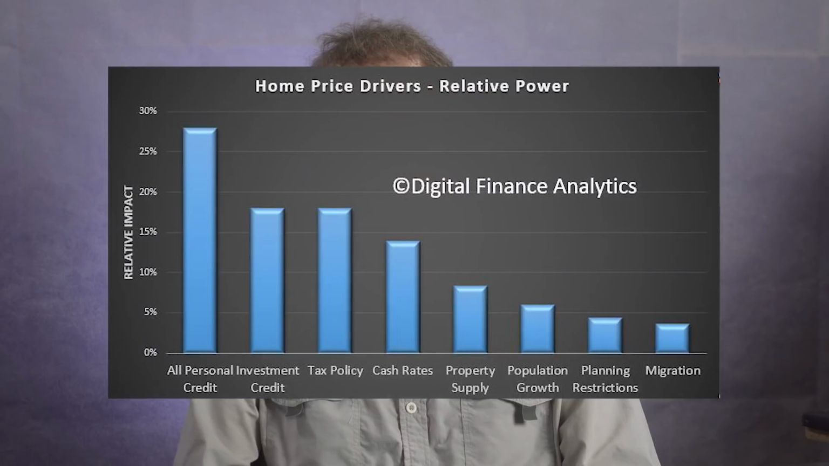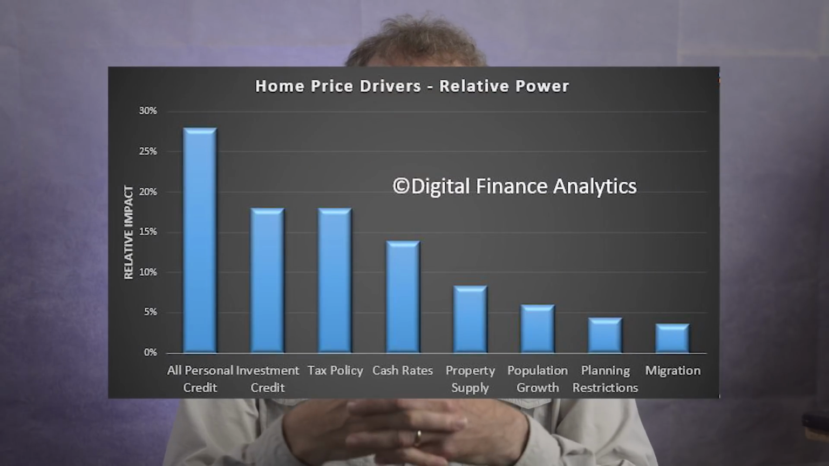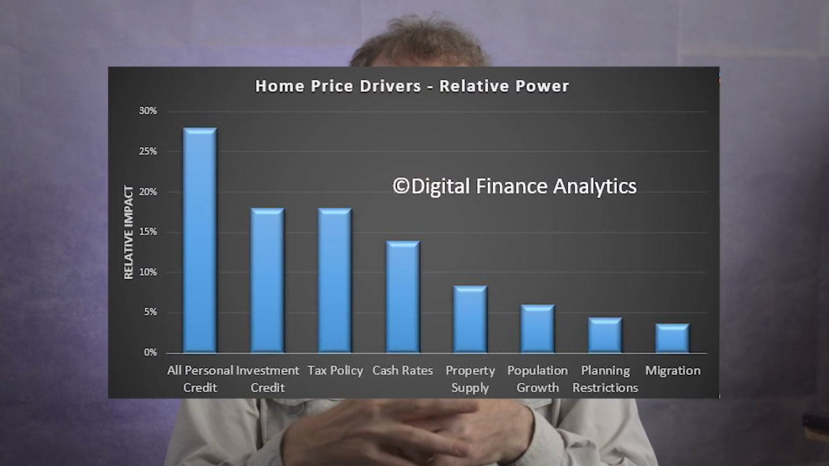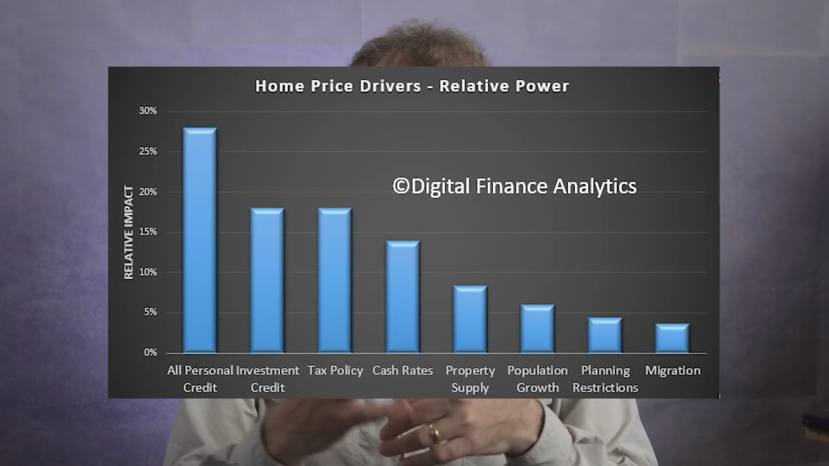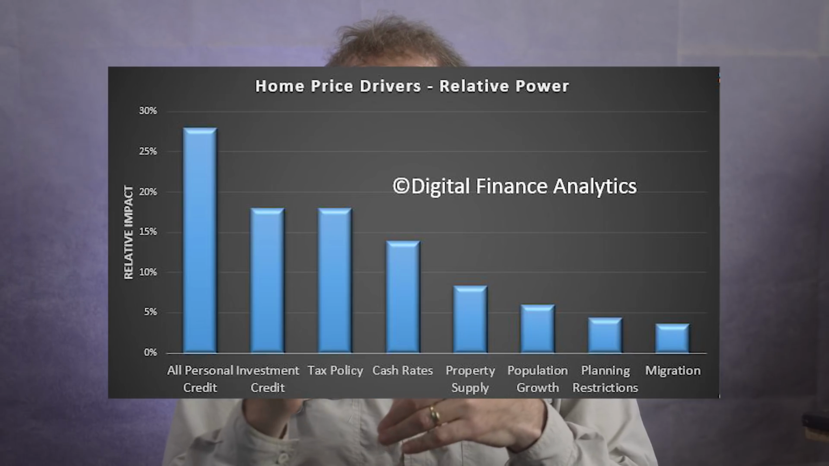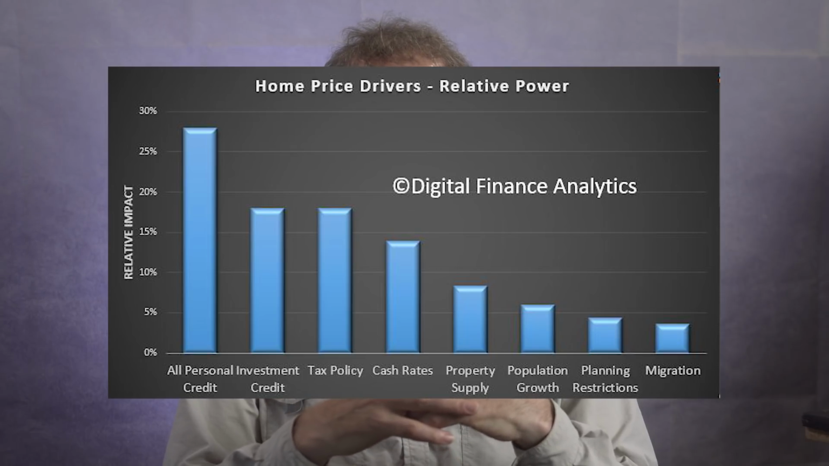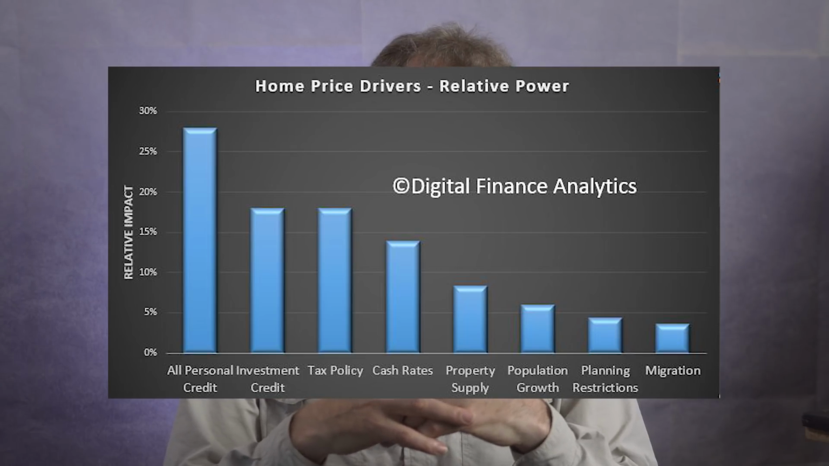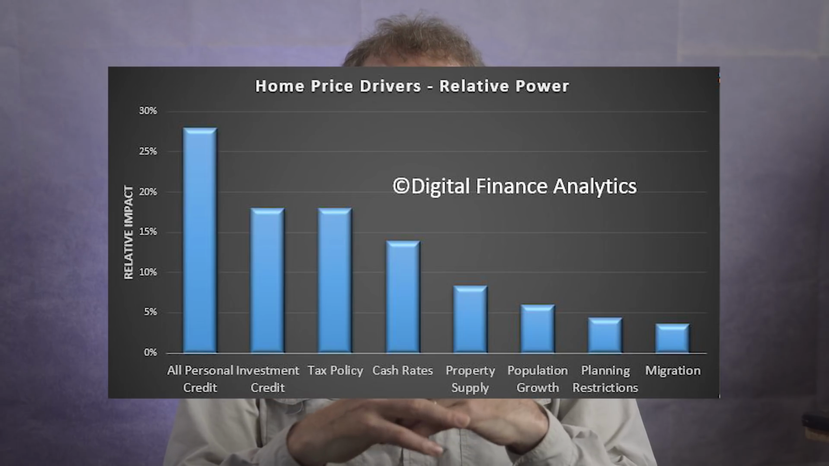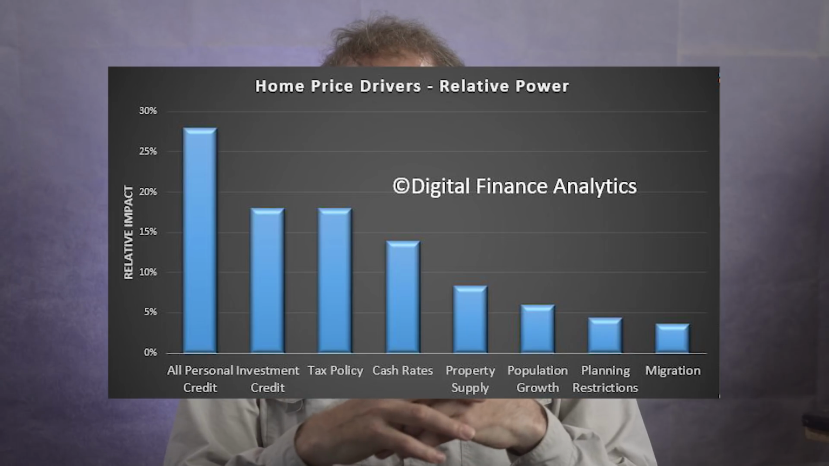on home prices. The four most powerful levers in terms of home prices is first, overall growth in personal credit, including mortgages and other loans, at 27% of total impact. Investment lending contributed a further 18%, followed by tax policy for investment property at a further 17%, and the cash rate at a further 14%.